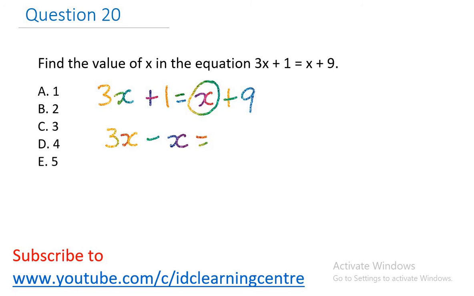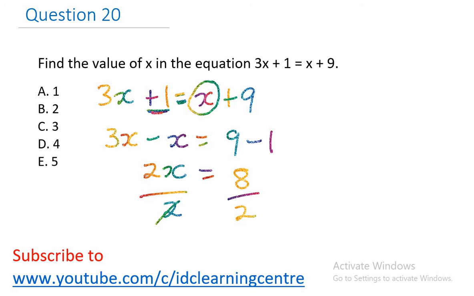Now, x has gone off here, we have 9. Also move plus 1 to meet 9. As plus 1 carrying this positive sign crosses this equal to sign, it will change to negative 1. The plus will change to minus. 3x minus x will give us 2x. 9 minus 1 will give us 8. Now divide both sides by 2. 2 here 1, 2 here 1. 2 into 8 is 4. So the value of x is simply 4, which is D.